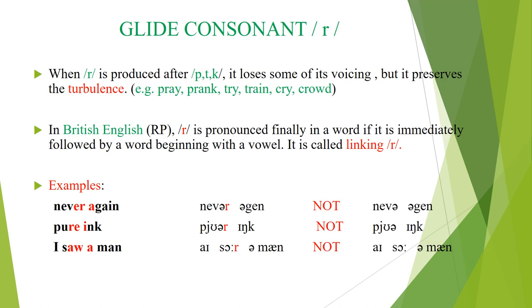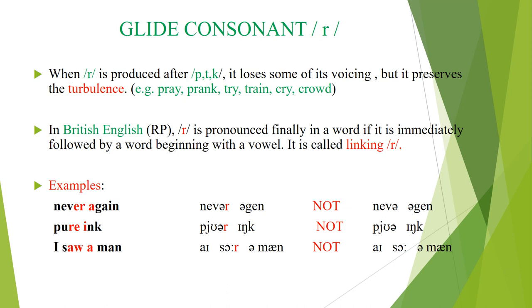There are two important points to mention here. The first one is that when ra is produced after pa, ta, or ka, it loses some of its voicing. However, it preserves the turbulence. For example, we say pray, prank, try, train, cry, crowd.